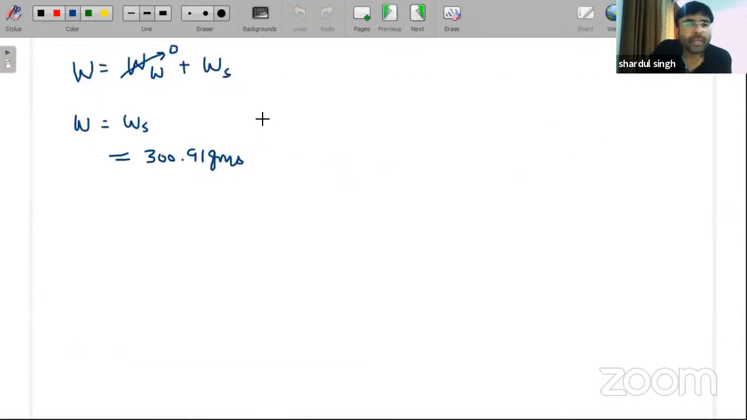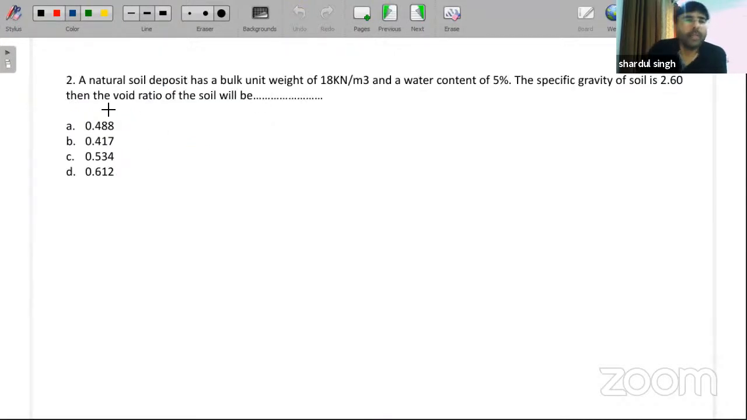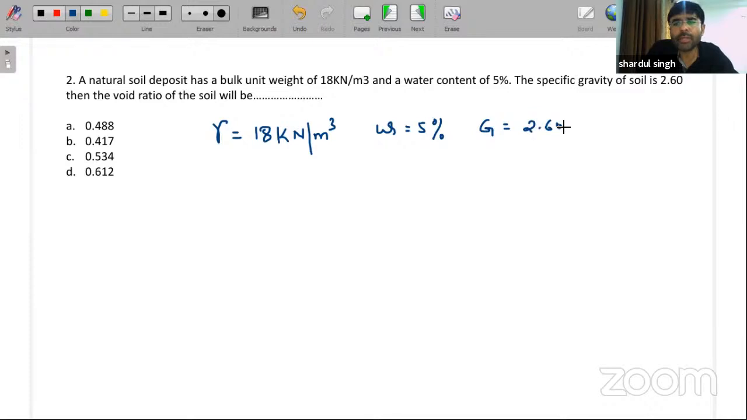Now, let us move to the next question. It's saying that a natural soil deposit has a bulk unit weight of 18 kilonewton per meter cube, and the water content is 5%. The specific gravity is given to you as 2.60. You have been asked to calculate the void ratio of the soil.